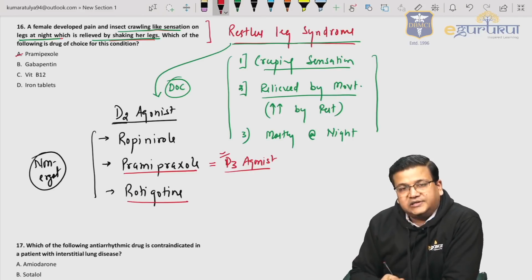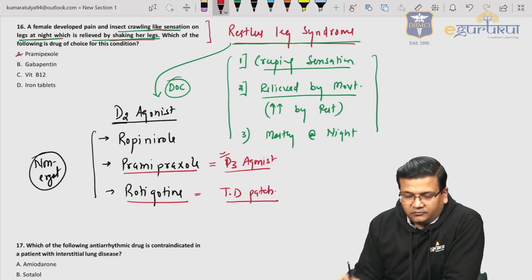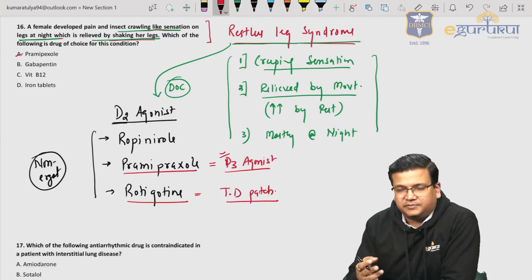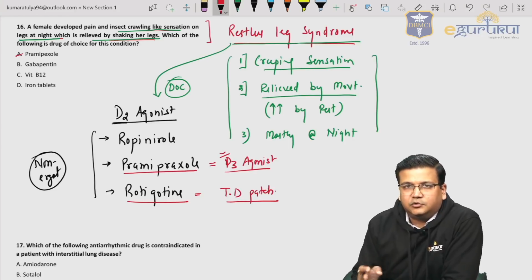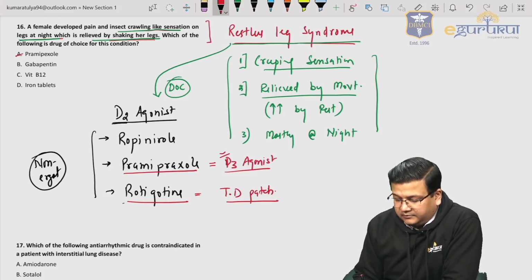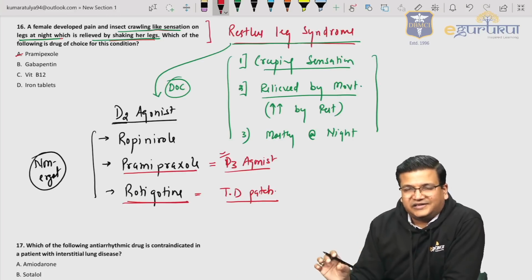What are the other points? Rotigotine can be available as a transdermal patch also. The question has been asked some years before, not asked now because this patch has been discontinued in most of the countries, but still we may have a patch available in some countries. Most of the countries have discontinued this patch because there was crystal formation, but still this question may be asked.